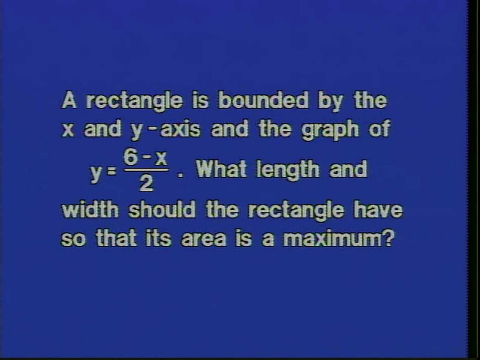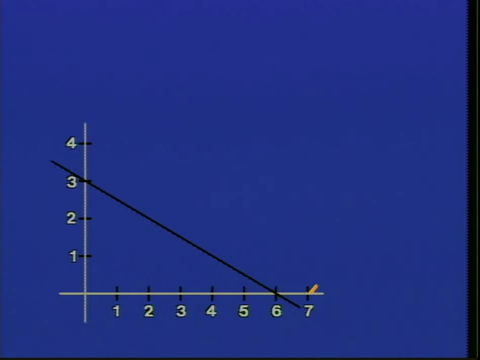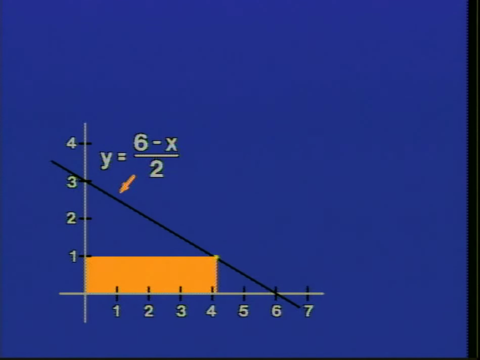Well, it may seem a little confusing about this bounding business, but when we look at it on a graph, it's not too difficult. Here we have the x and y axis, and this line is the graph of y equals 6 minus x over 2. If we take a point on the line, that point will help to define the sides of a rectangle. And then the rectangle has a particular area, and if we move that point along the line, we can see that the area of the rectangle changes.